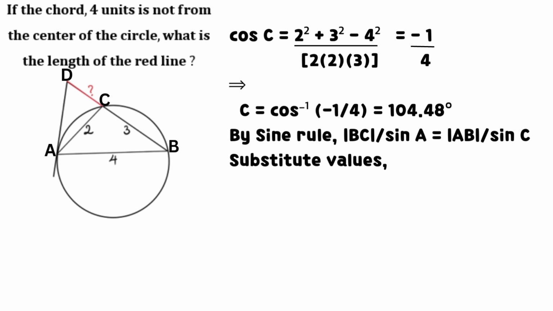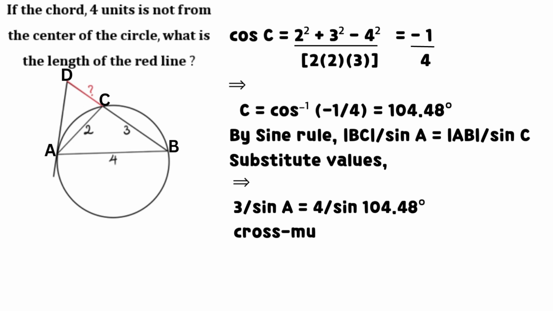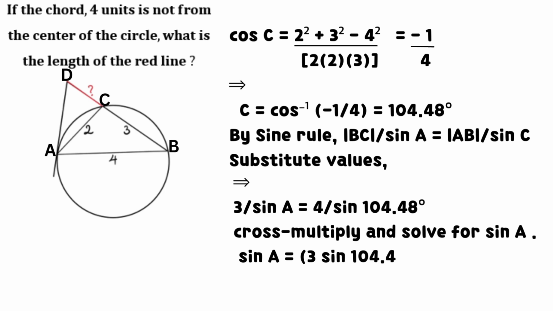By sine rule, line BC divided by sine A equals line AB divided by sine C. Substitute values and we have that 3 divided by sine A equals 4 divided by sine 104.48 degrees. Cross multiply and solve for sine A. Sine A equals 3 times sine 104.48 degrees, all divided by 4.